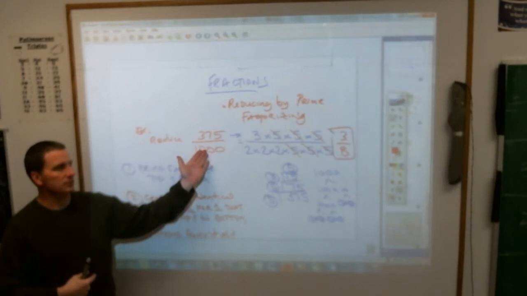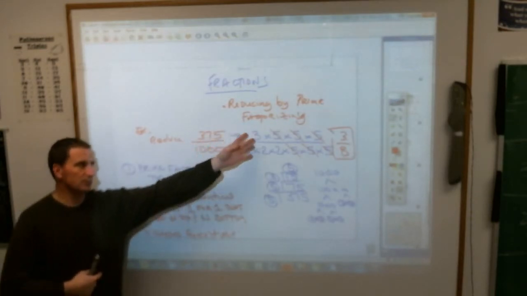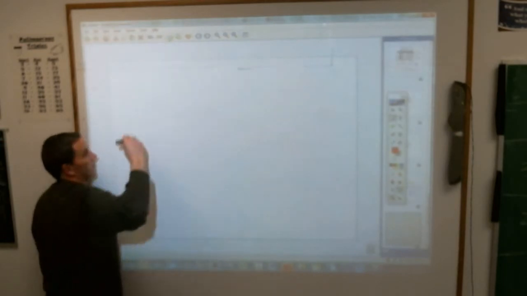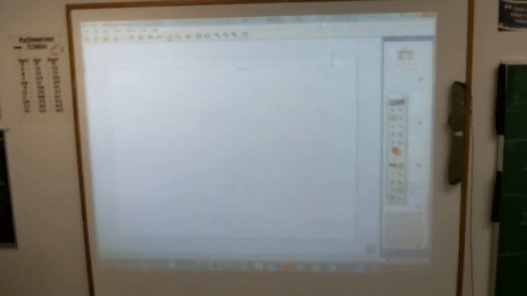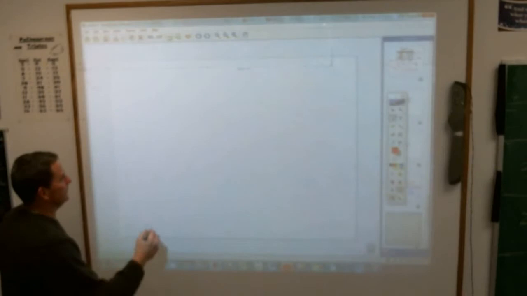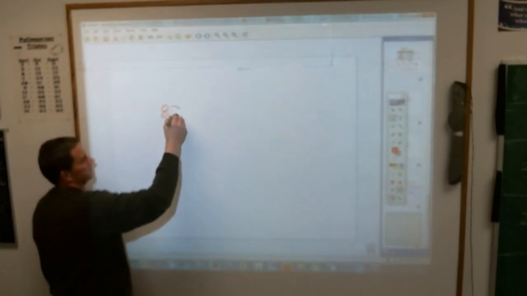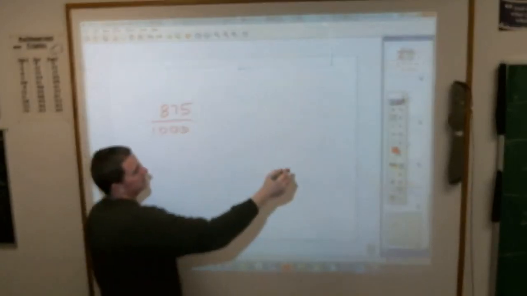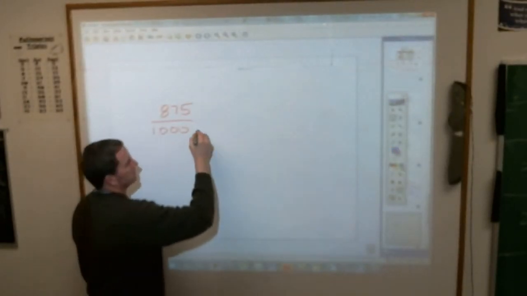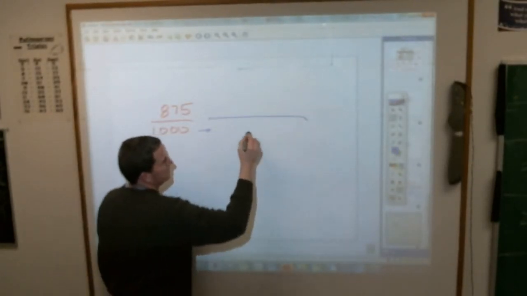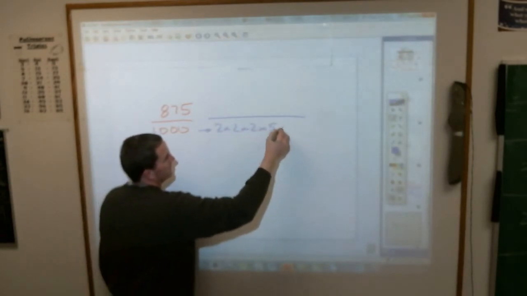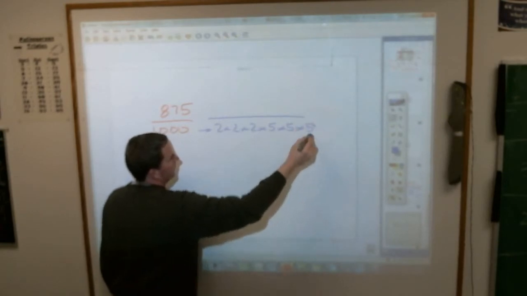If you come up to 1,000, you already got the prime factors. If you're 375, you already got the factors, so you don't need to redo all that. So another example, how about this? 875 over 1,000. Well, like I said, we already did 1,000, so I'm just going to jot that down. It was 3 2s times 3 5s.